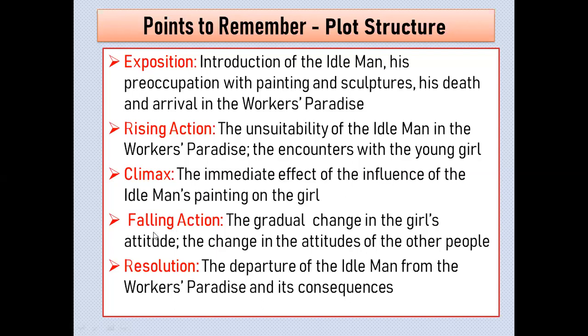And from there onwards, there is a falling action where we see the gradual change in the girl's attitude and the change in the attitudes of the other people. And finally, the last part, which is the resolution, we find the departure of the idle man from the workers' paradise and its consequences. So we see how the busy girl decides to follow the idle man, and how all the people in workers' paradise are totally surprised and amazed that such a thing can ever happen.